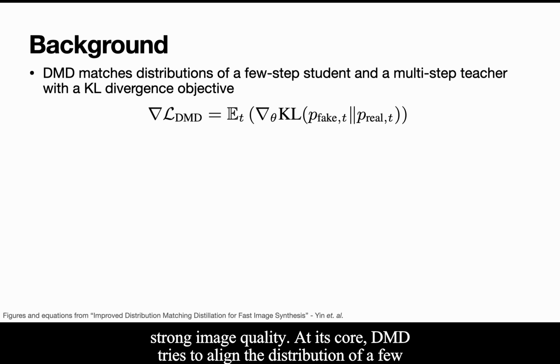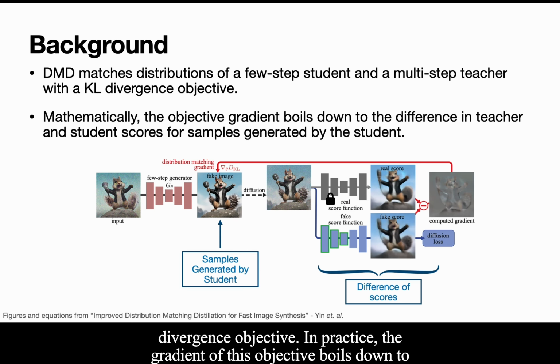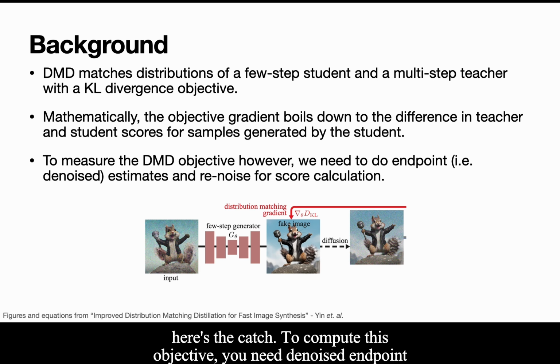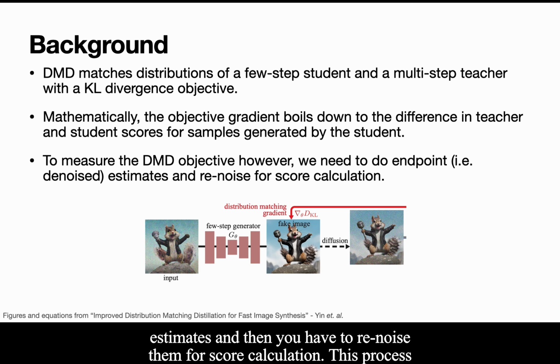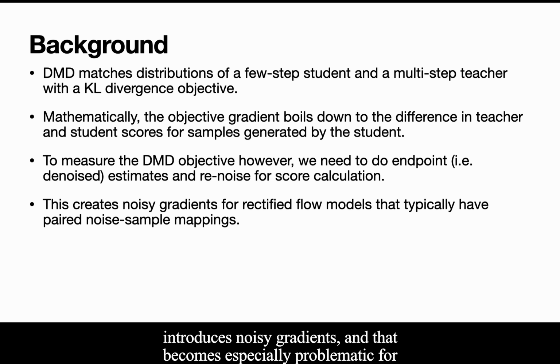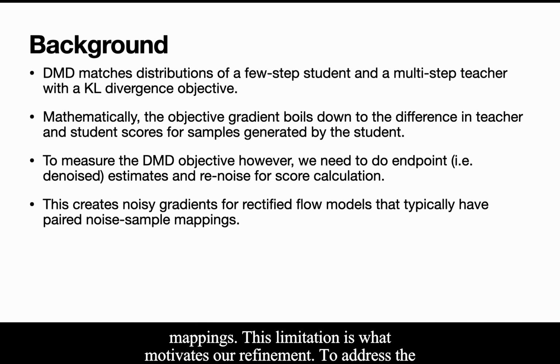At its core, DMD tries to align the distribution of a few-step student model with a multi-step teacher model. This is done using a KL divergence objective. In practice, the gradient of this objective boils down to comparing teacher and student scores on samples generated by the student. But here's the catch. To compute this objective, you need denoised endpoint estimates, and then you have to renoise them for score calculation. This process introduces noisy gradients, and that becomes especially problematic for rectified flow models where we typically rely on clean paired noise sample mappings. This limitation is what motivates our refinement.